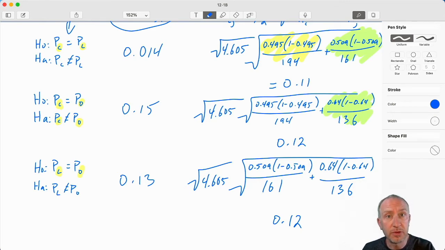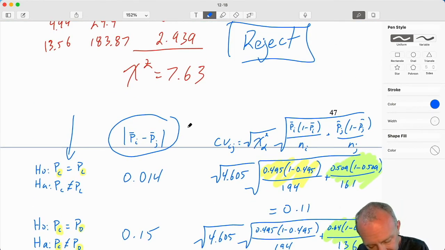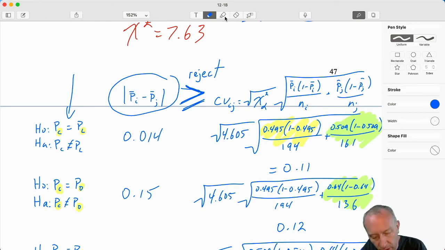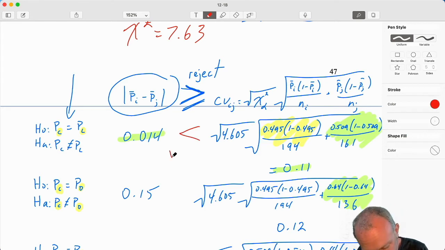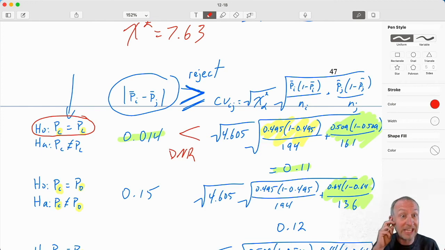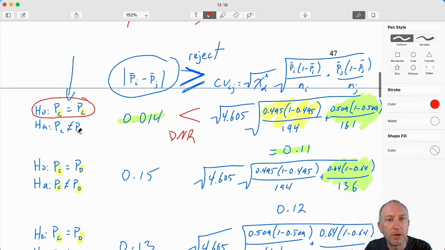So, what is our rejection rule? Well, very straightforward. We reject if our test statistic is greater than or equal to that critical value. So here I'm comparing 0.014 to 0.11. Well, certainly that critical value is greater than our test statistic. So we are unable to reject that null hypothesis. Our evidence supports that the proportion of conservatives who changed their voting intention within 4 weeks is not statistically different from the proportion of those who voted liberals who changed their intention within 4 weeks.